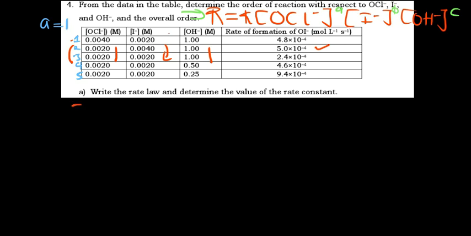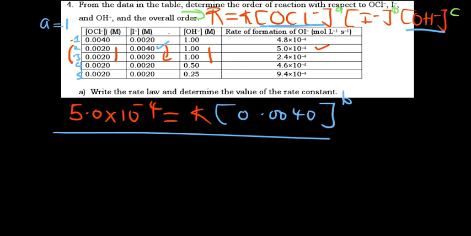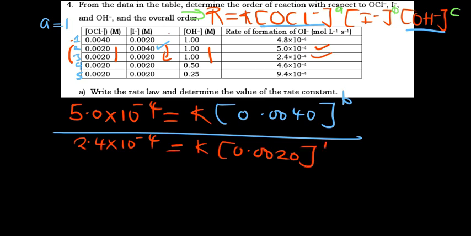So 5.0 as the rate times 10 to the power negative 4, and then a constant K. This one is the same and hydroxide is the same, so we'll leave them out. Focus on the iodide, which was 0.0040 raised to the power B, divided by the second, it's the third experiment. The value becomes 2.4 times 10 to the power negative 4 equal to K. For the iodide there it was 0.0020, the power B as well.